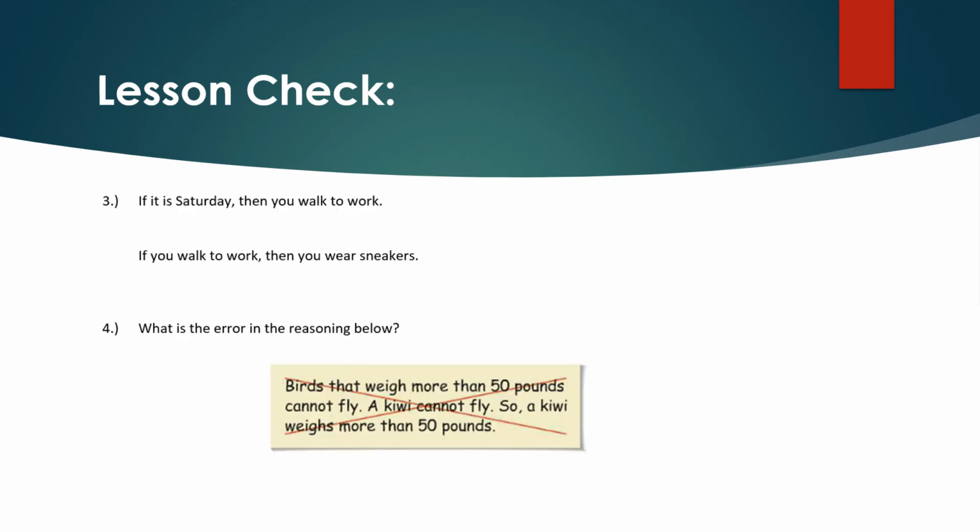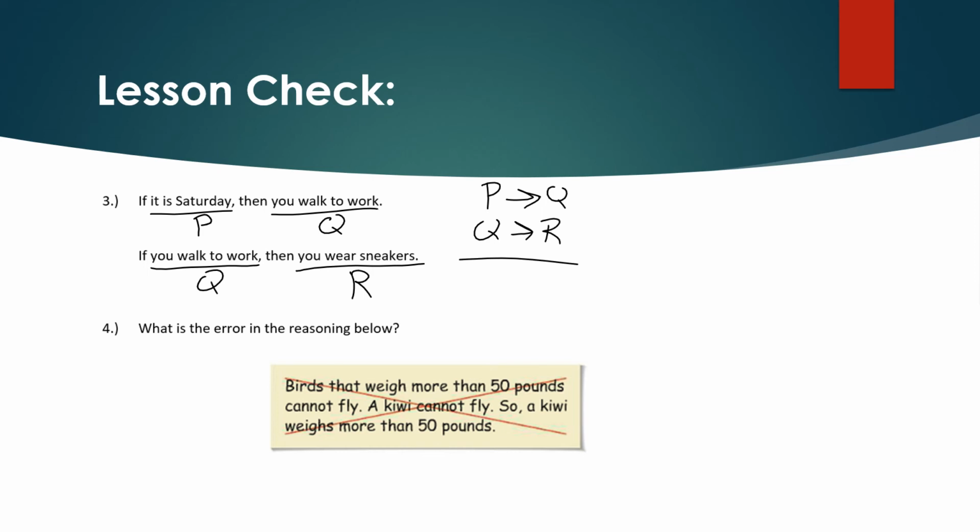So more lesson check here. It says that if it is Saturday, then you walk to work. So being Saturday is P, walking to work is Q. If you walk to work, Q, then you wear sneakers. So I've got P implies Q, Q implies R, and what conclusion can I make? P implies R by the law of syllogism.